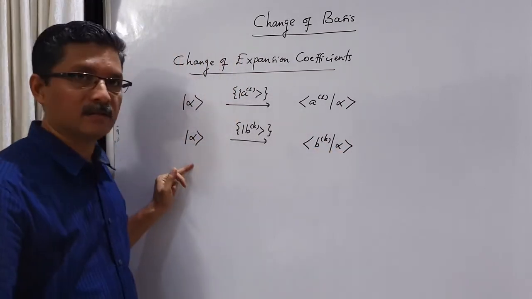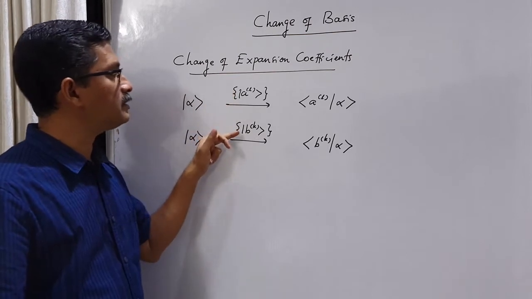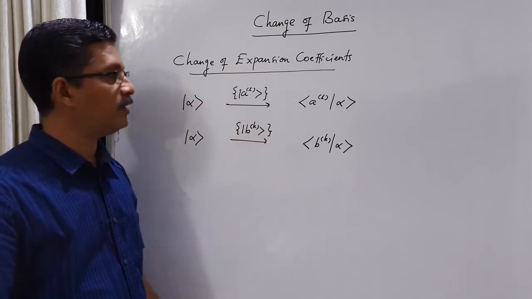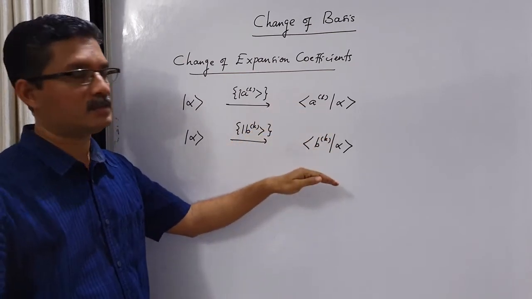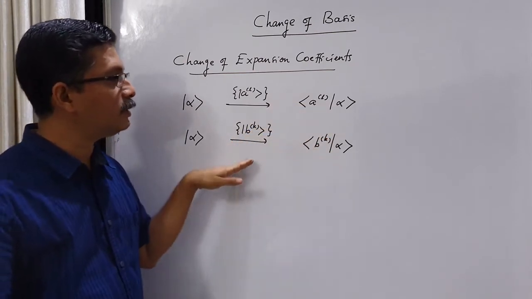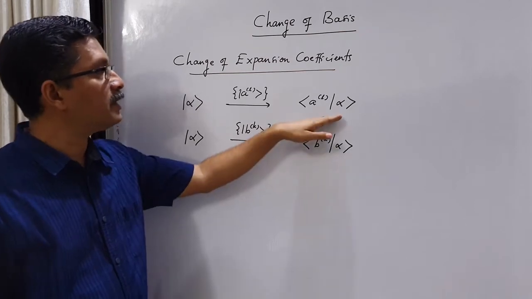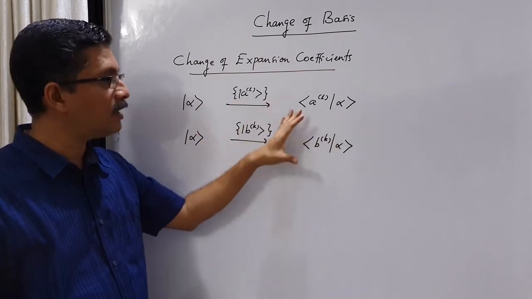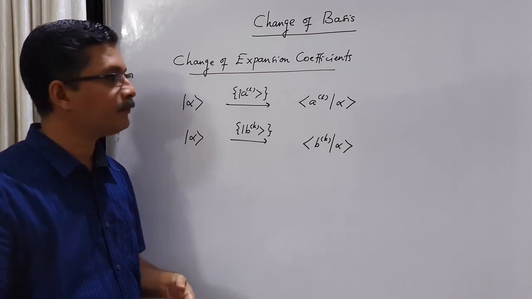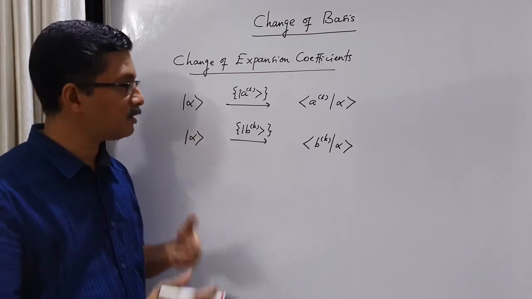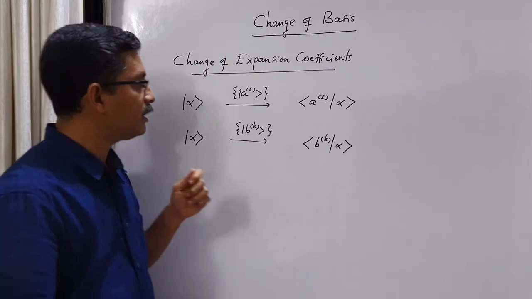So it's the same vector. When you change the basis, expansion coefficients will be different. Now the question is, what is the relationship between these two expansion coefficients? These are the expansion coefficients in the new basis, let us say. These are the expansion coefficients in the old basis. How are they connected? Naturally, they are connected through the unitary operator that produces the change of basis. But exactly how? Let us see that.